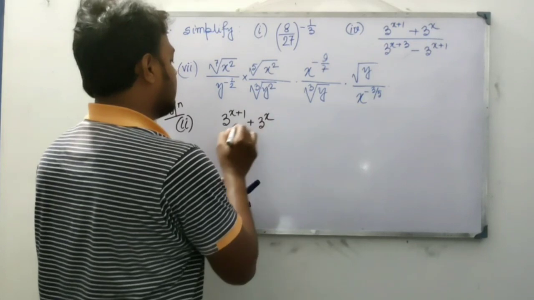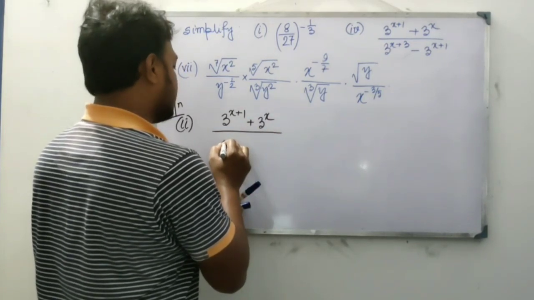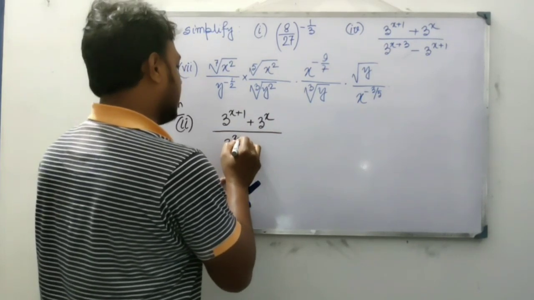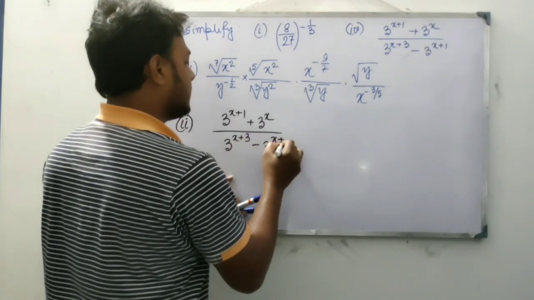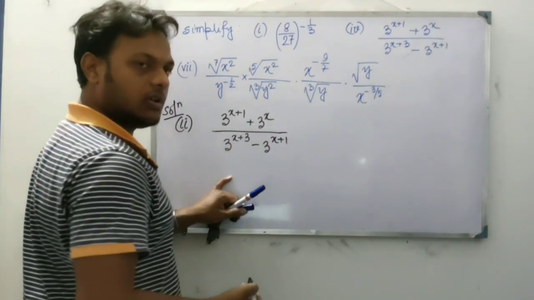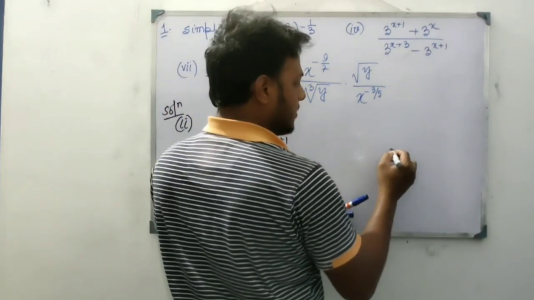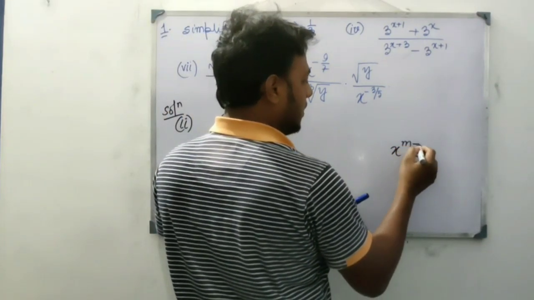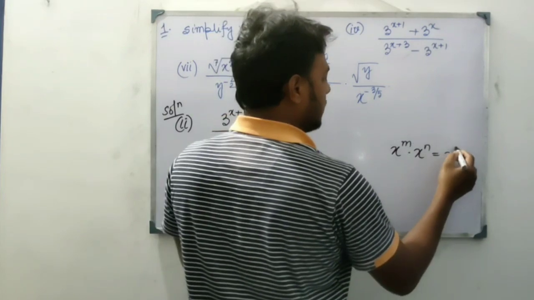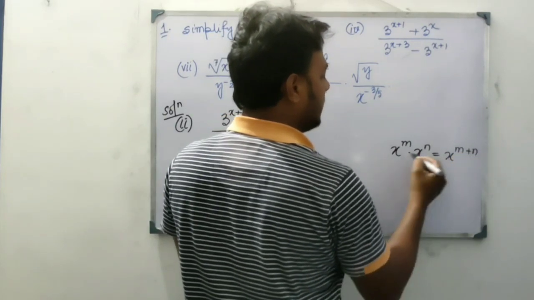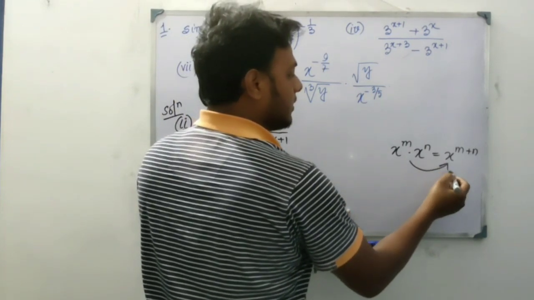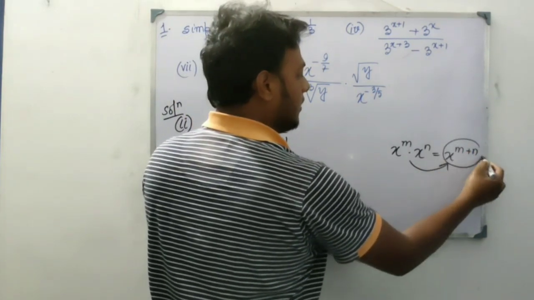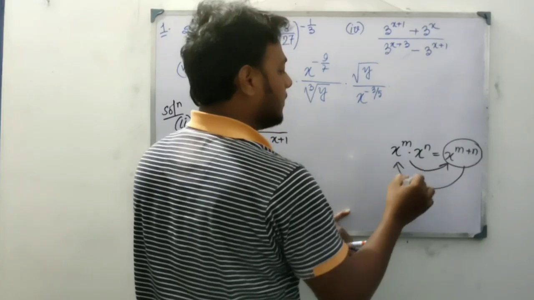The second problem is (3 to the power x+1 plus 3 to the power x) by (3 to the power x+3 minus 3 to the power x+1). Okay, just recall one identity: x to the power m+n can be written as x to the power m into x to the power n. In the case of multiplication, we can add the powers. So from this side we can write this side, and in place of this side we can also write this side.